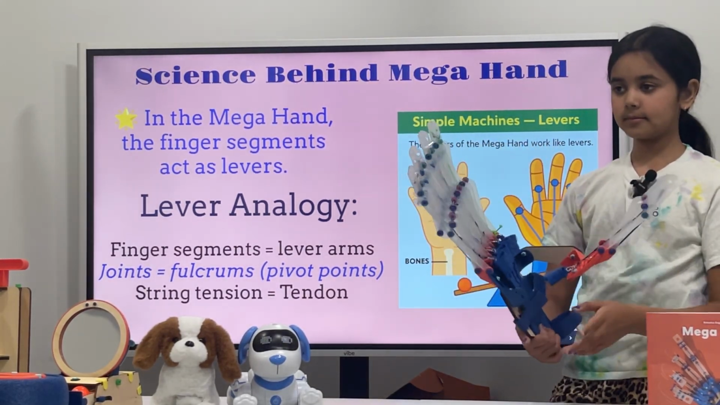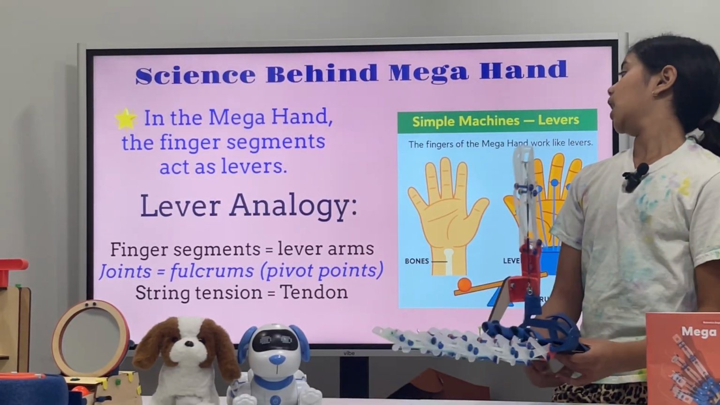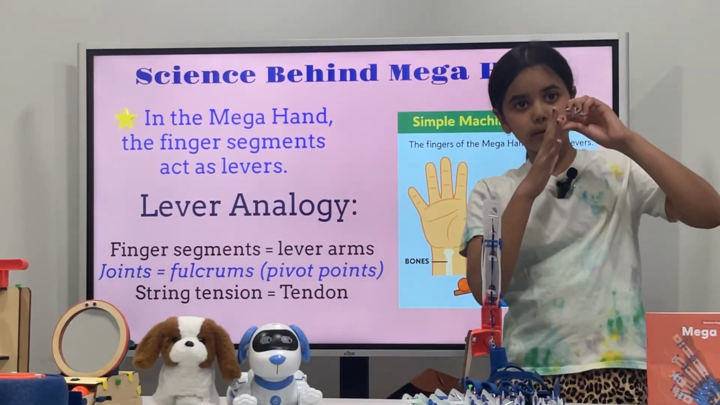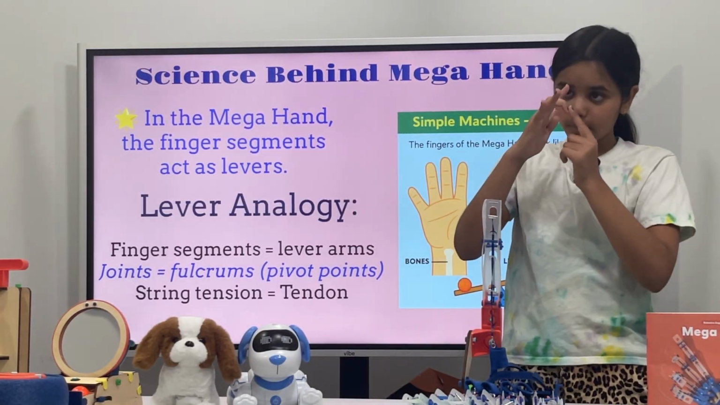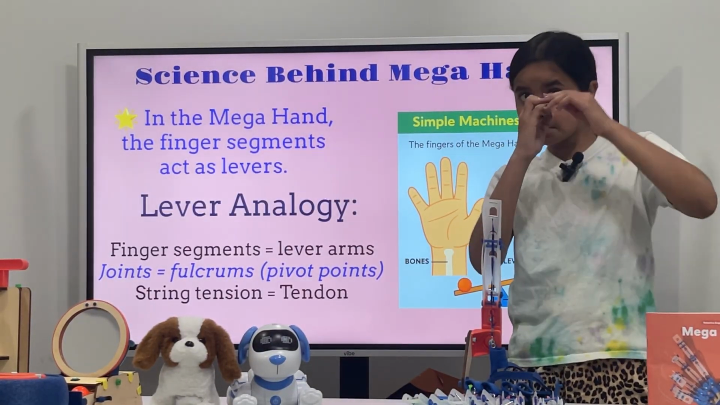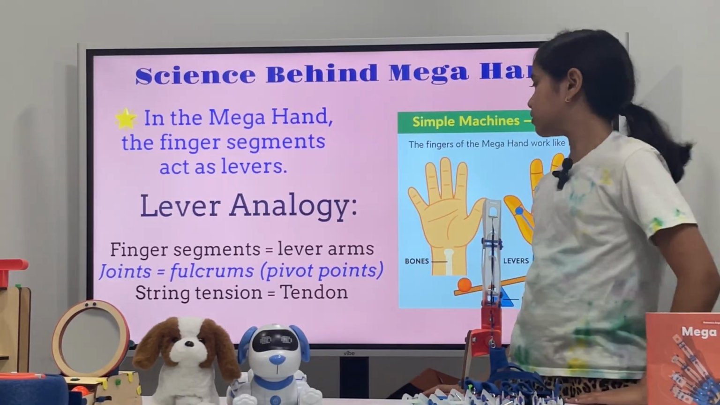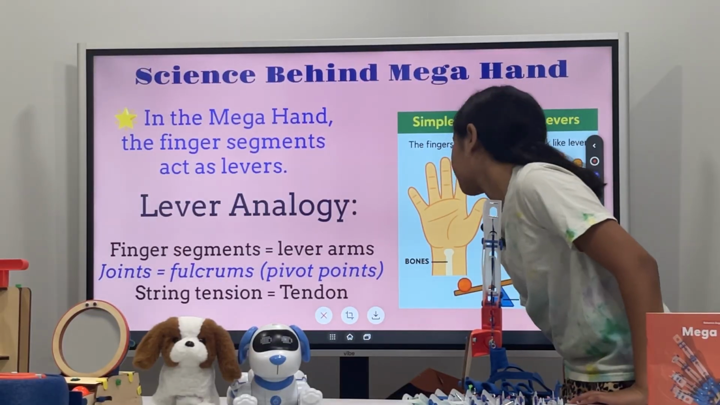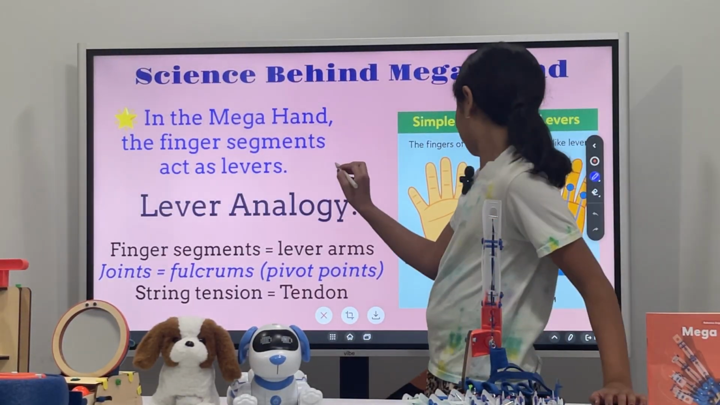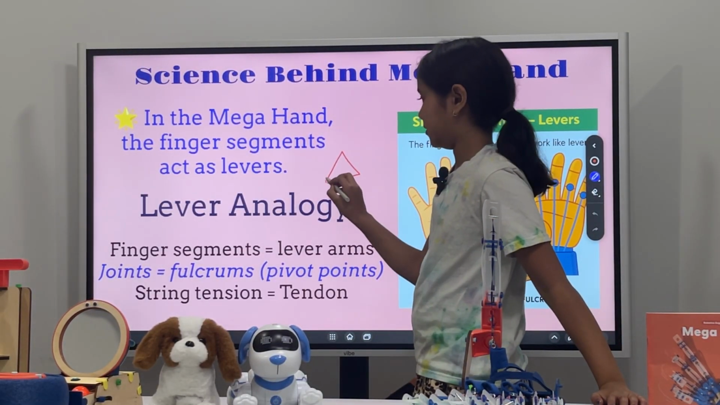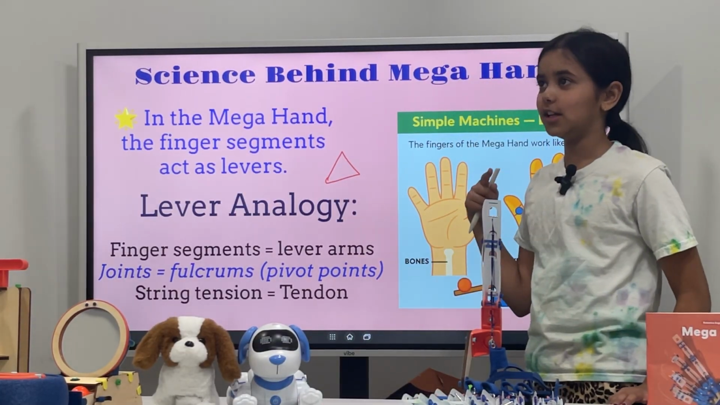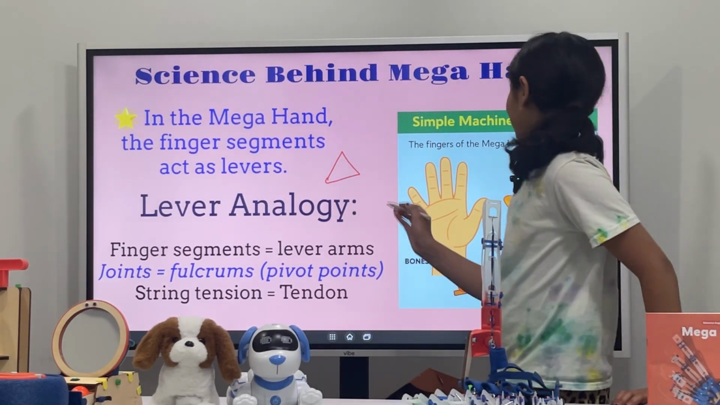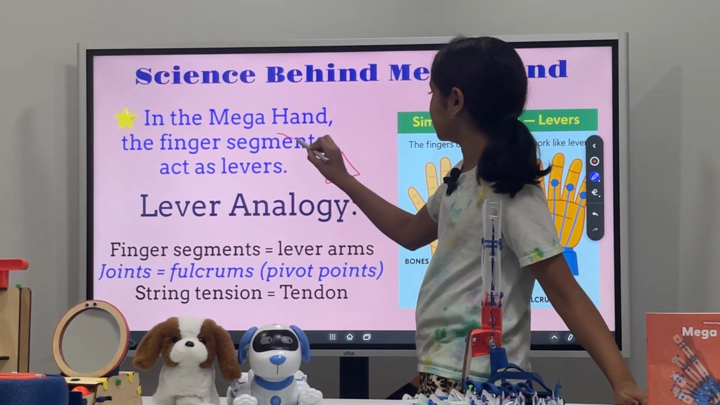So how do these segments work? Finger segments are technically levers, so they move like a lever. Levers are a machine. Yeah, if you guys don't know what a lever is, here, I'll draw it for you. So here is one. This is how I draw levers, and it's how the computer draws levers. But anyway, this is how I make mine.